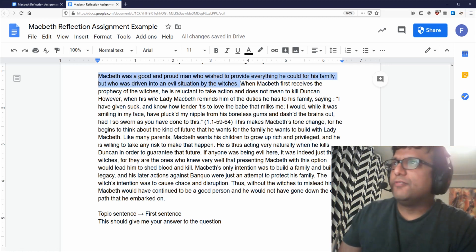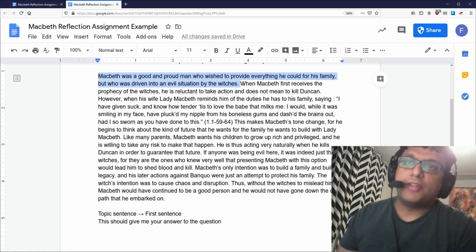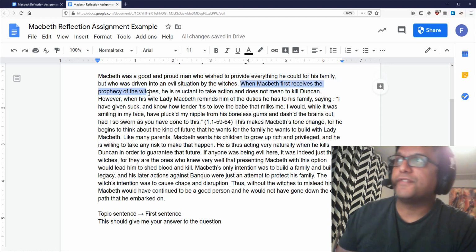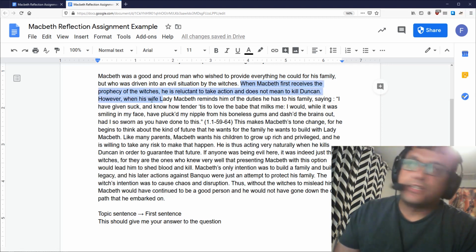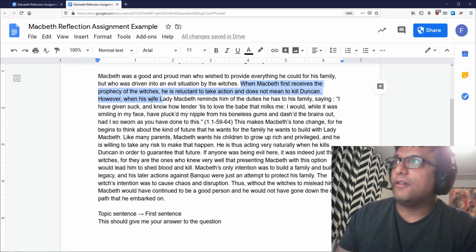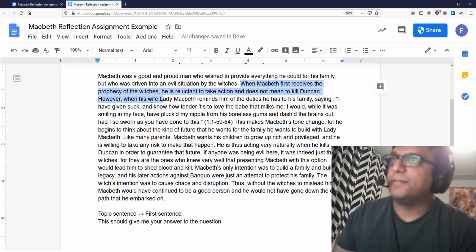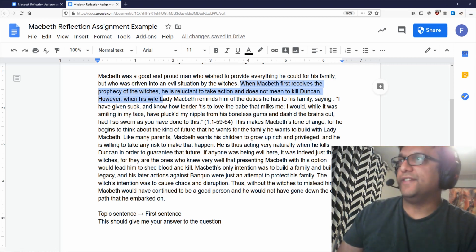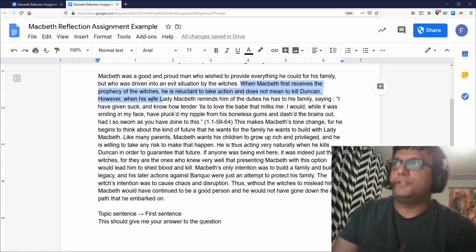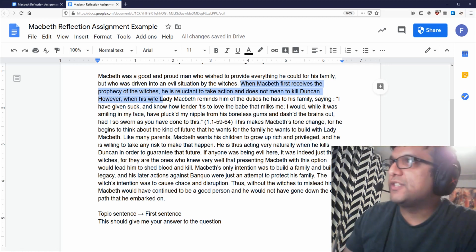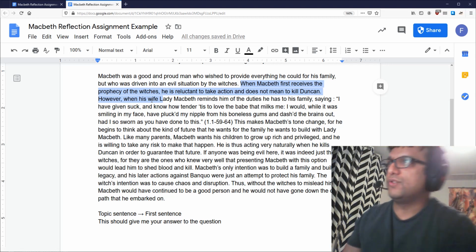After that, we go through the argument with evidence, just like we normally do. So over here, when Macbeth first receives the prophecy of the witches, he is reluctant to take action and does not mean to kill Duncan. However, when his wife, Lady Macbeth, reminds him of the duties he has to his family, saying, quote, "I have given suck, and know how tender 'tis to love the babe that milks me. I would, while it was smiling in my face, have plucked my nipple from his boneless gums and dashed the brains out, had I so sworn as you have done to this."